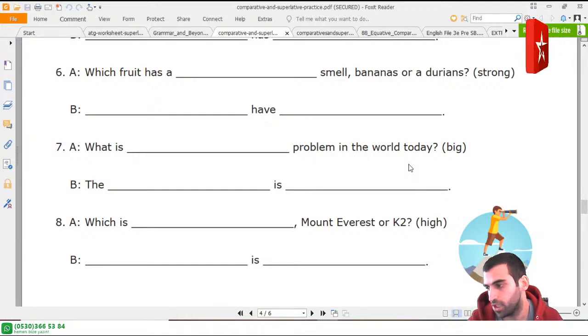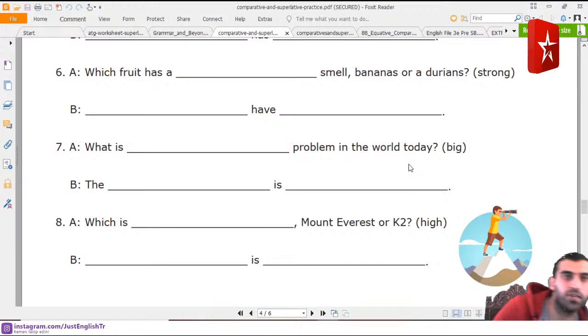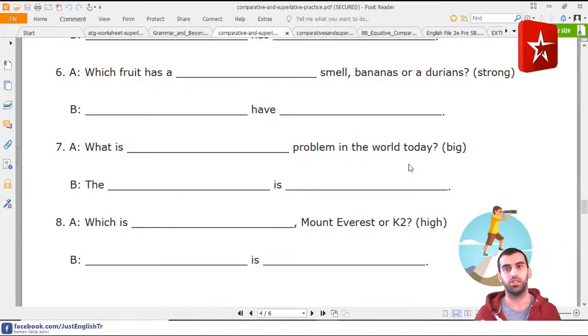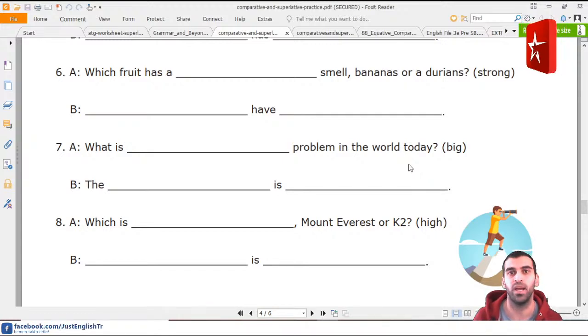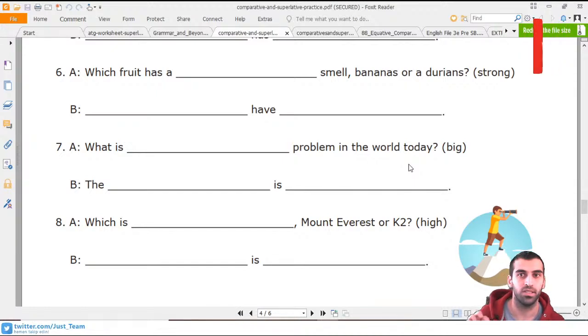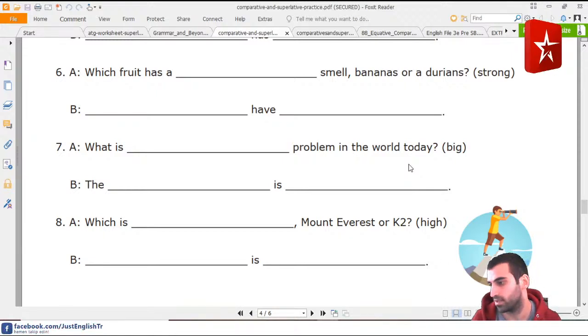Okay, let me check. Yes, which fruit has a stronger smell, bananas or durians? Durians have a stronger smell than bananas. Yes, let's listen carefully. Which fruit has a stronger smell, bananas or durians? We should say durians have a stronger smell than bananas. Okay.